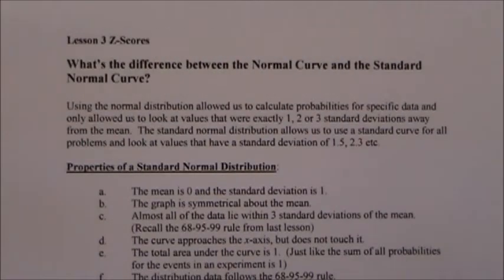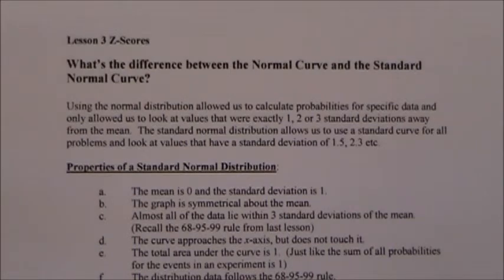This lesson looks at z-scores. What's the difference between the normal curve and the standard normal curve? Using the normal distribution allowed us to calculate probabilities for specific data and only allowed us to look at values that were exactly 1, 2, or 3 standard deviations away from the mean.